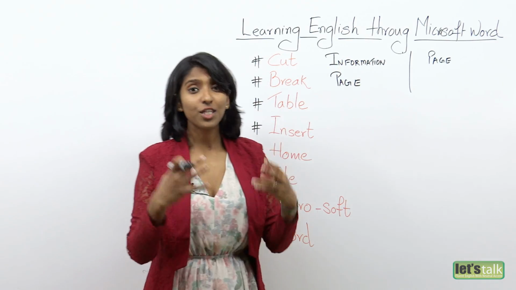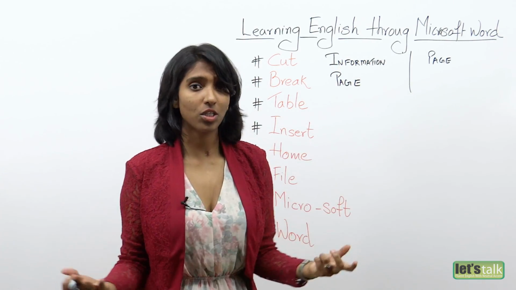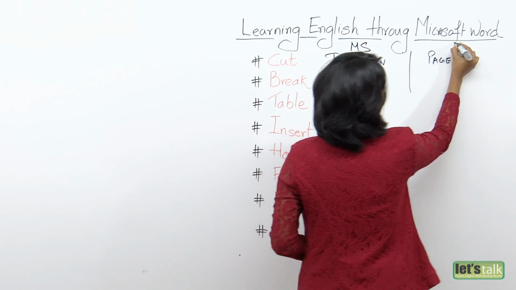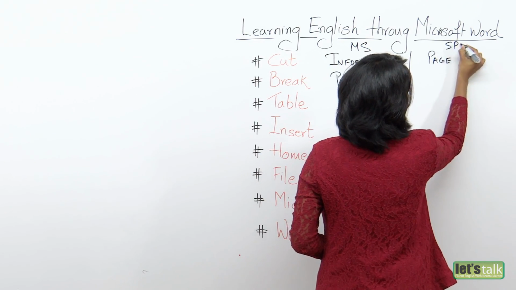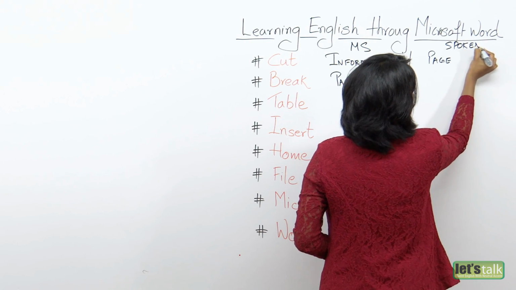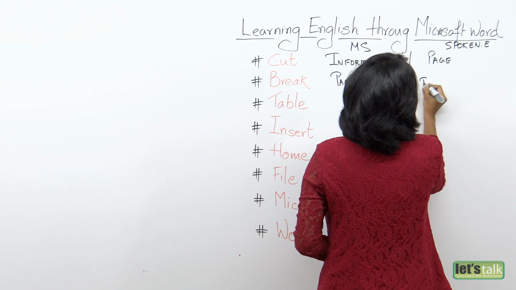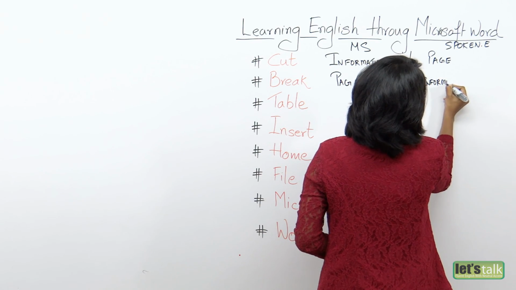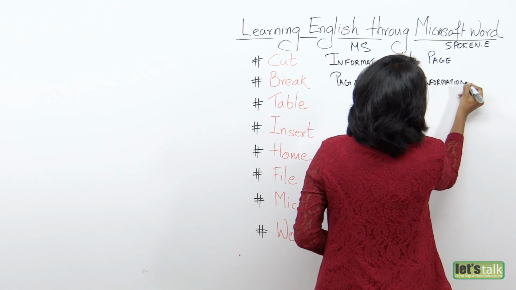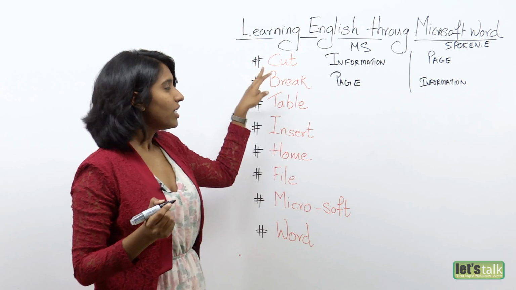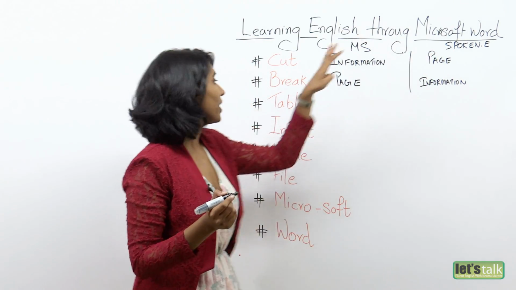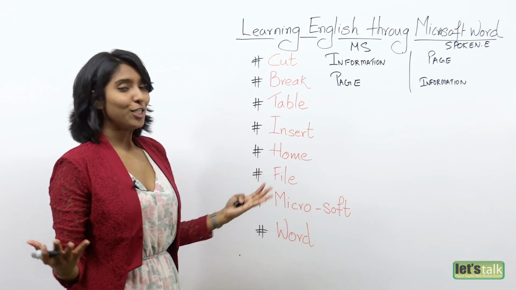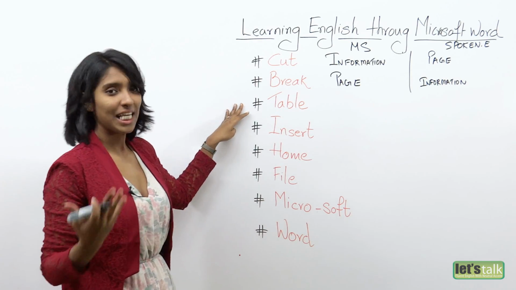However, information is used with break. When you say, this information is broken or distorted. So this is for MS or Microsoft. This is in spoken English. So cut is used for a page, whereas break is used for information. Moving on, the third word is table.